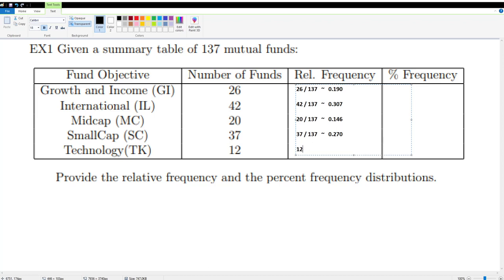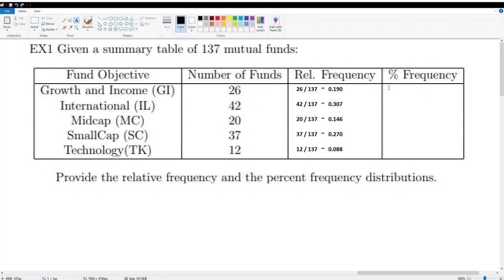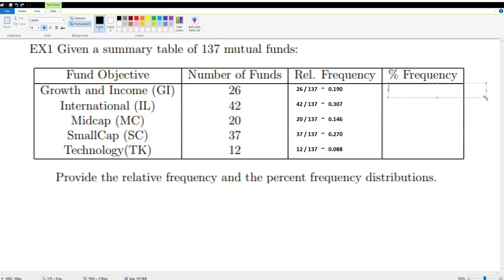And then for technology, we had 12 of them, 137 funds total. And so in that case, it comes out to roughly 0.088. For percentage frequency, very simple and straightforward. We just multiply by 100. So multiplying that 0.190 by 100 will give you 19%.